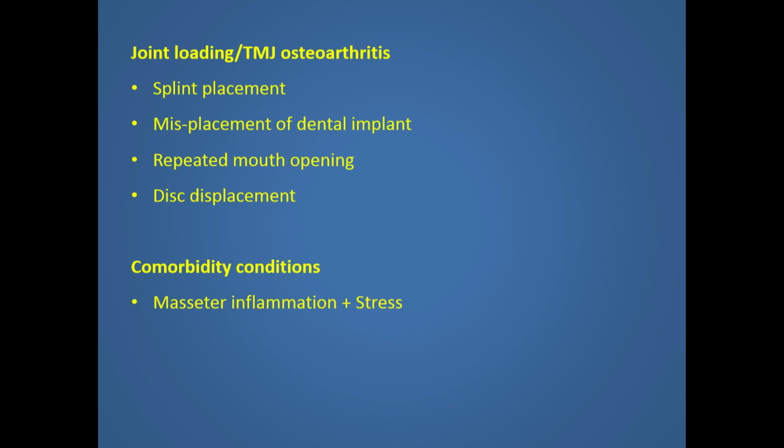Another effort is to produce a situation more closely related to the clinical condition. For example, manipulating the joint loading by putting in a splint or getting a dental implant misplaced, or simply doing repeated mouth opening. Those kinds of models really try to model real situations. But those models are more difficult to control in animals, you need repeated injury, and there are some confounds. So it's another problem. Relatively less effort is placed on these models.